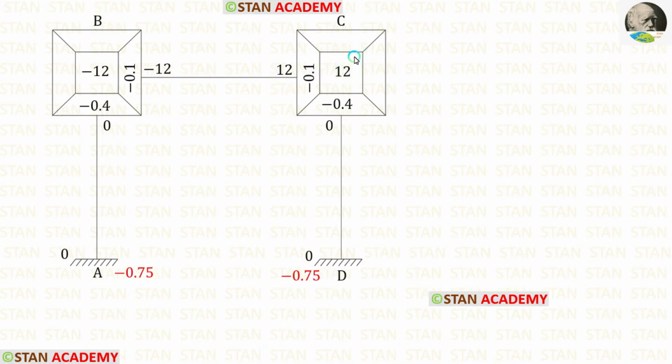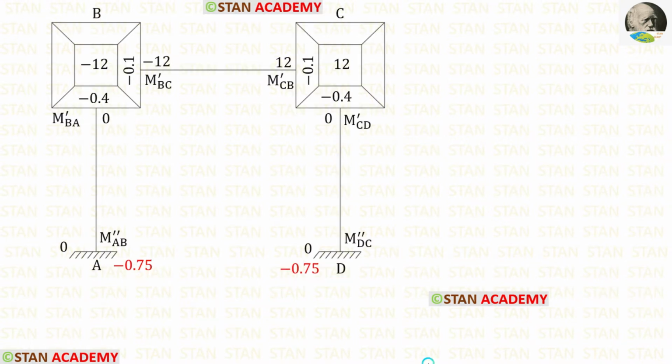Now let us enter the rotation factors. For BA, it is minus 0.4. For BC, it is minus 0.1. For CB, it is minus 0.1. And for CD, it is minus 0.4. Now let us enter the displacement factors. For the column AB, it is minus 0.75, and for the column CD also, it is minus 0.75.